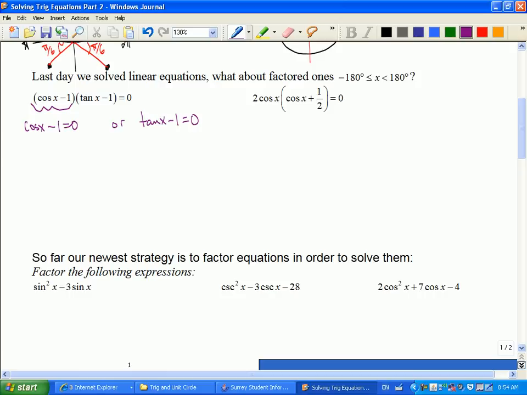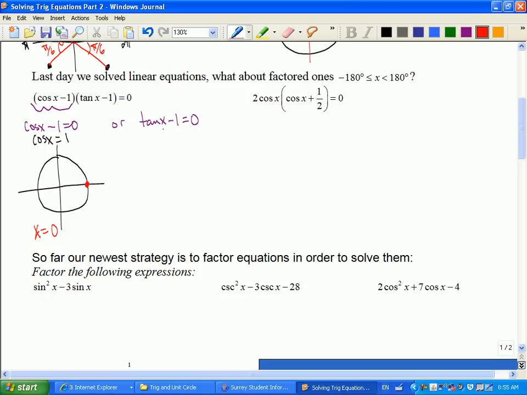So again, you're probably going to end up with more than the standard 2 answers here, but we break it into pieces. I'll walk you through the 2 sides here. This is the same style we dealt with last day. I'm going to be looking for where cos x equals 1. That happens right there when x equals 0.